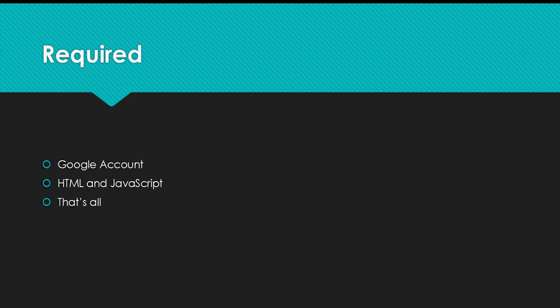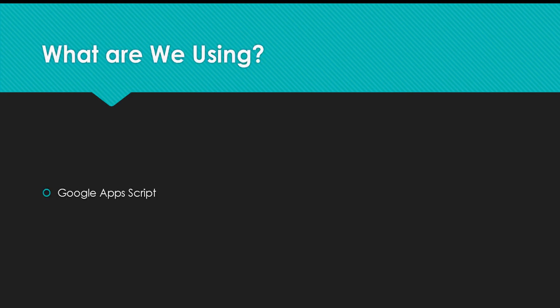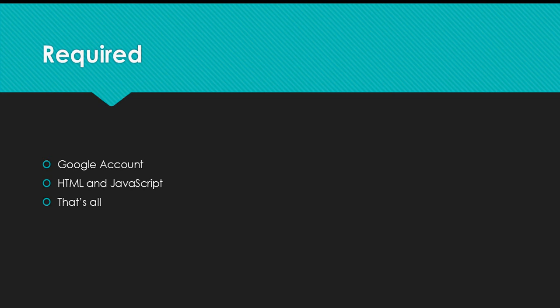But in today's application, we are using Google Apps Script. Okay, we are using Google Apps Script, and for Google Apps Script, you only need these two things: a Google account and a little bit of knowledge of HTML and JavaScript. HTML is not needed. We are not touching it in this tutorial because of the small amount of time we have. But we're going to be using JavaScript, and we're going to be using the Google Apps Script API. Okay.